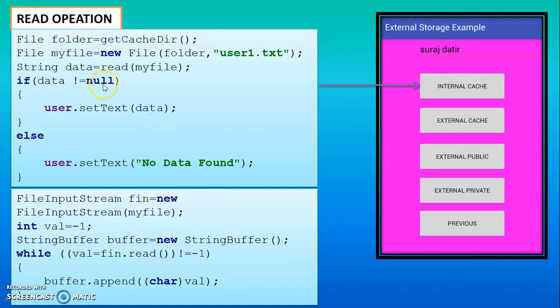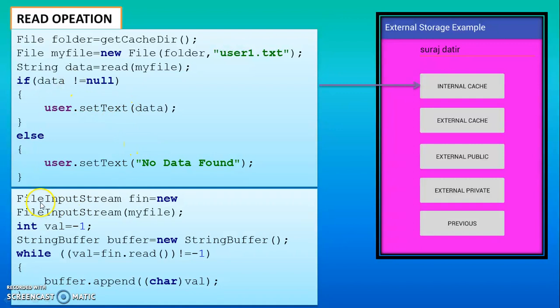And then for the reading operation we need a separate class. For this class you can again use File. Again you have to follow the same process. The file is user1.txt. This reading operation is for the internal cache. If the data is not null, then user.setText(data), else no data is found. If the data is not null, the data will be set, otherwise no data found.